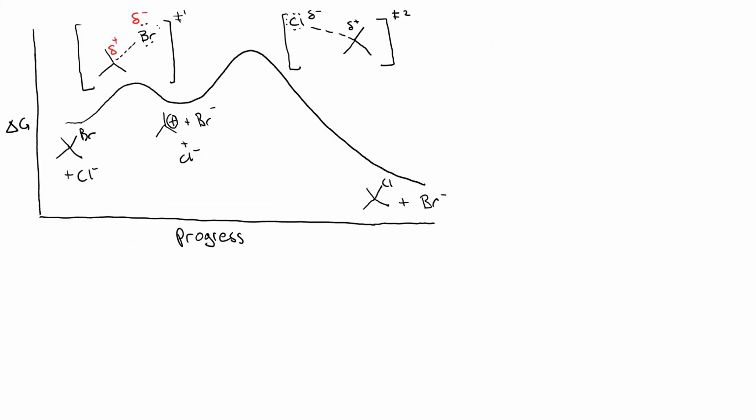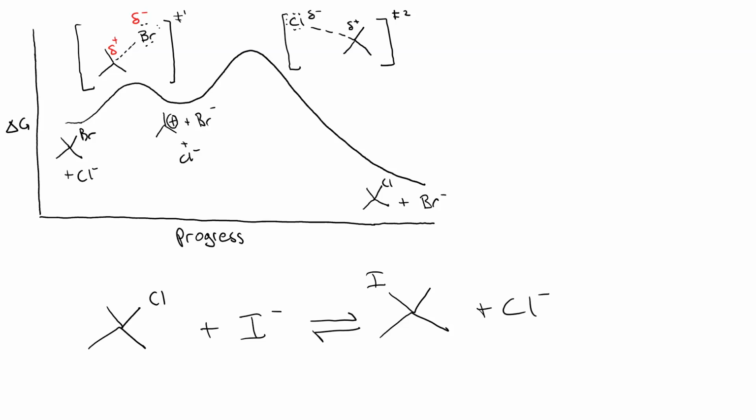How do you think it would be different if our overall reaction looked like this? Would it be exothermic or endothermic overall? What about the height of the two humps? Remember, a C-Cl bond is stronger than a C-I bond.